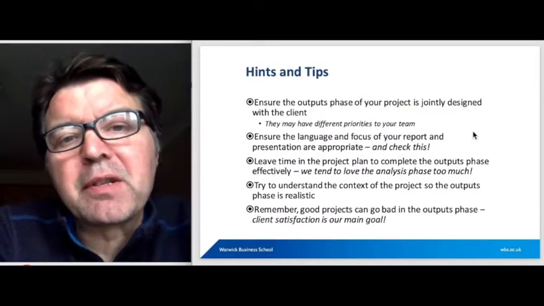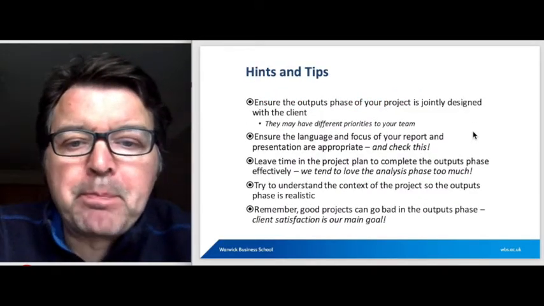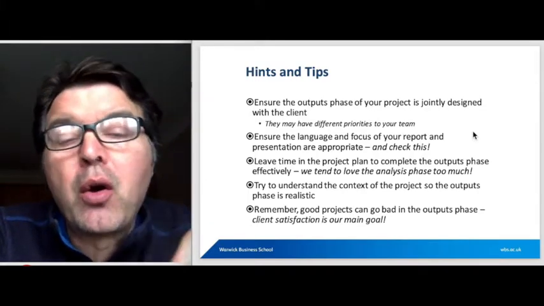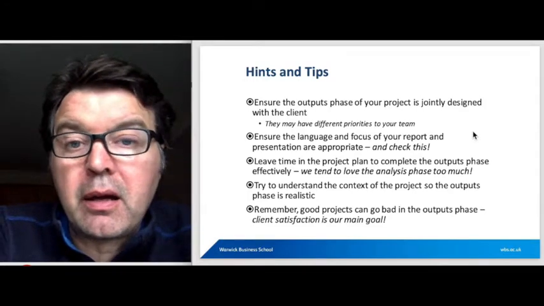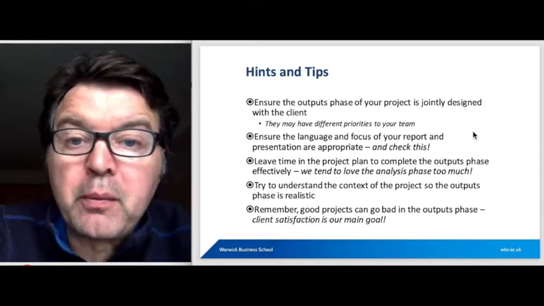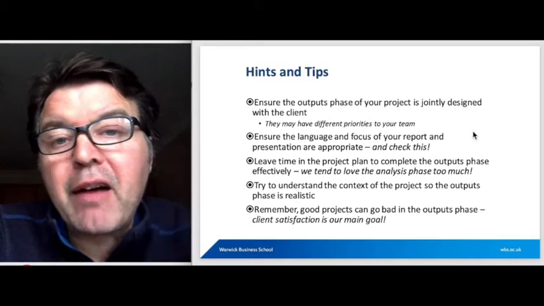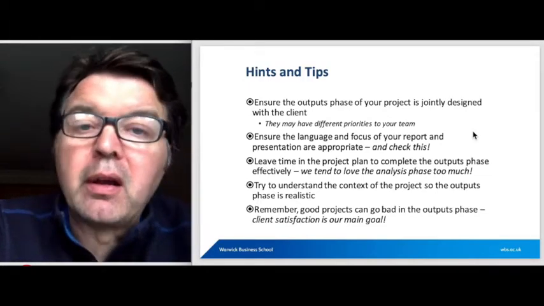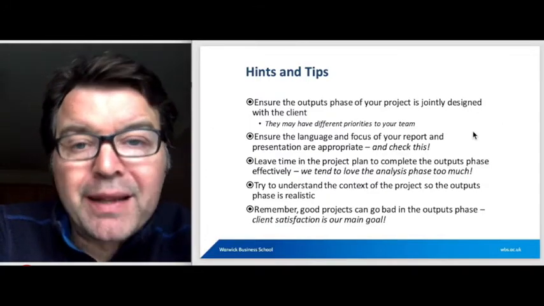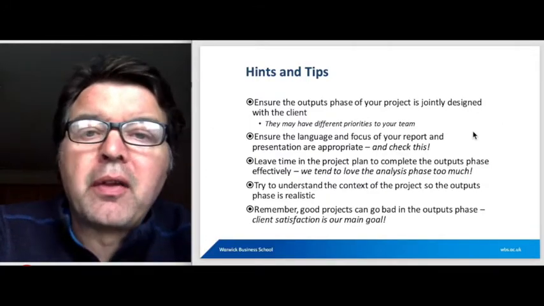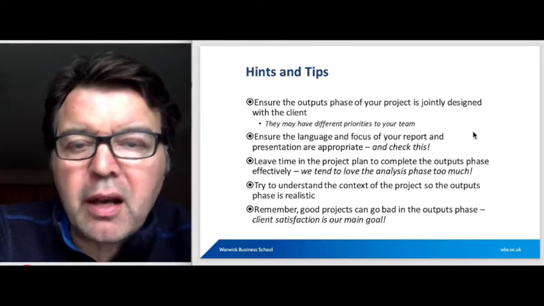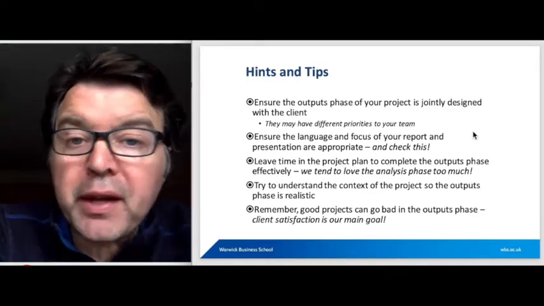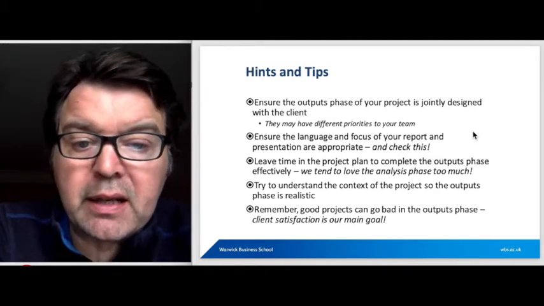So, hints and tips for how to be successful. Ensure the outputs phase of your project is jointly designed with the client or with stakeholders from the organization. They may have priorities for your team which you don't know about. You need to remember that there will be political things going on. There are historical forces going on in the company which you as an external analyst might know nothing about, and you need to be sensitive to those things.